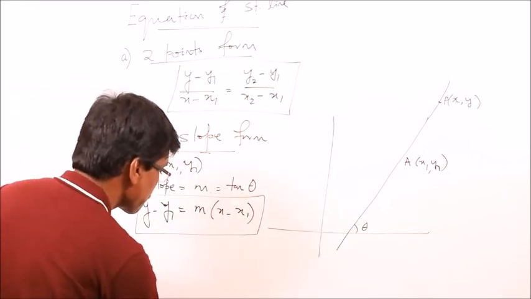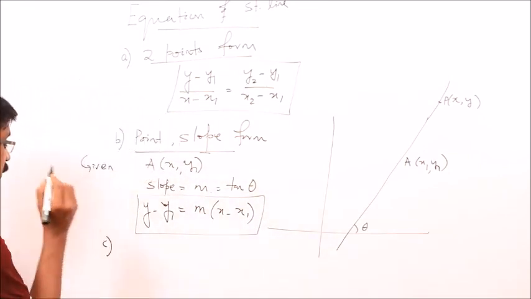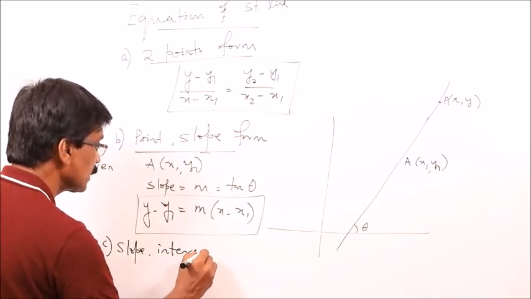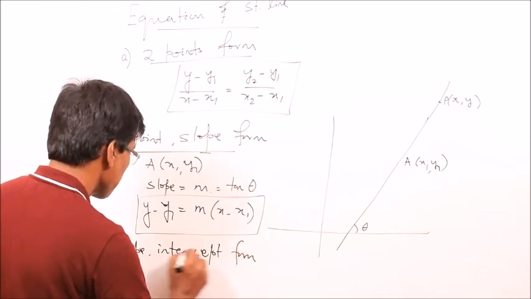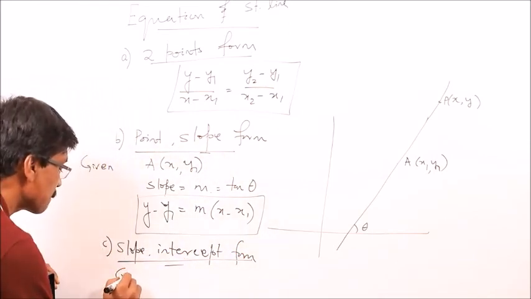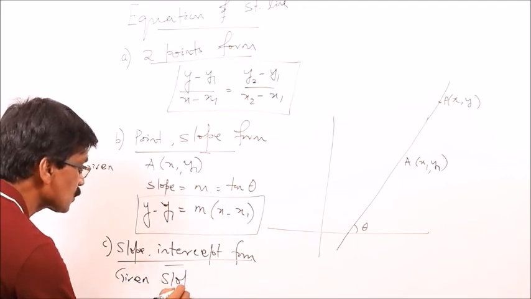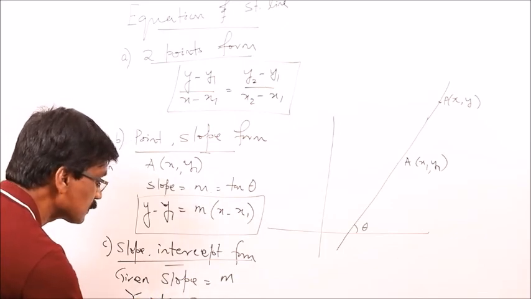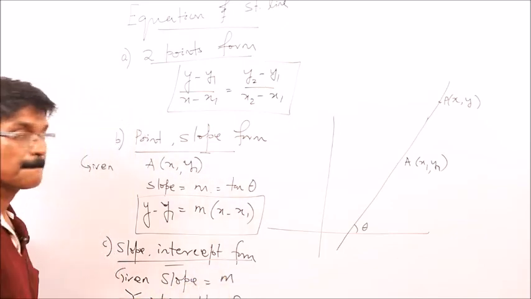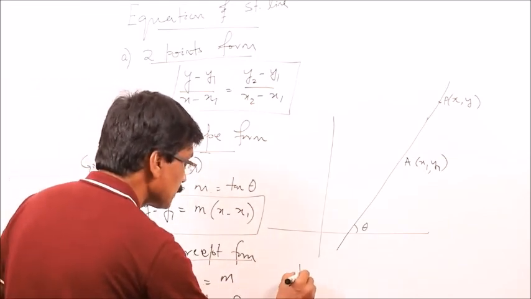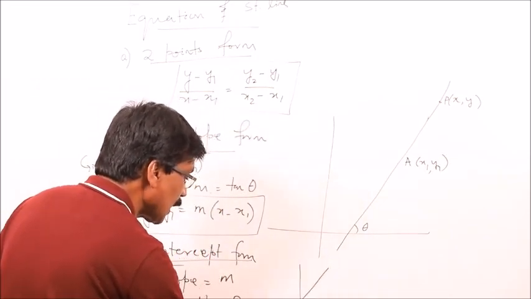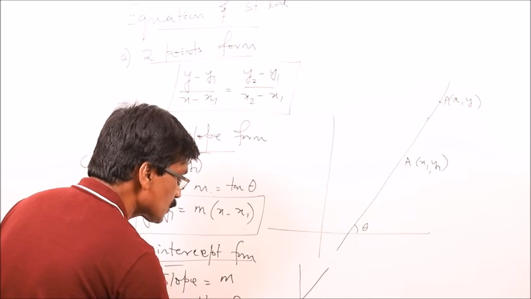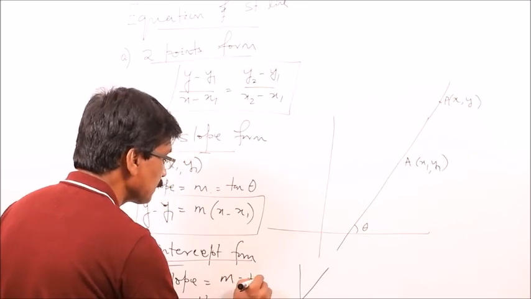Next we have, third one is slope intercept form. Suppose we are given slope is equal to m and y intercept is equal to c. That means suppose a straight line having y intercept measured from origin, that is equal to c, and slope is equal to m, that is equal to tan theta.